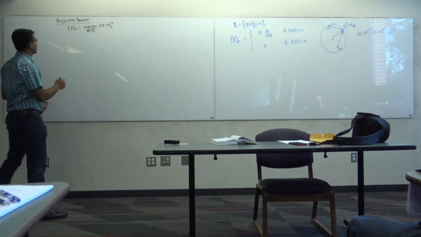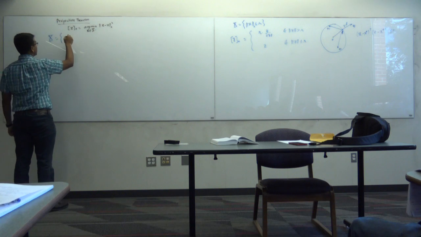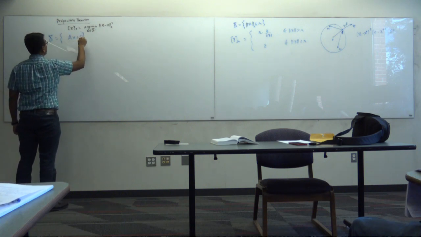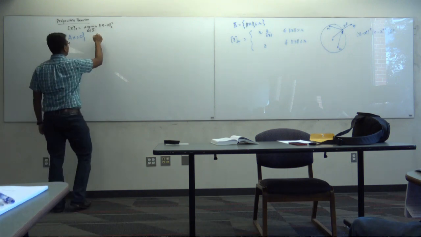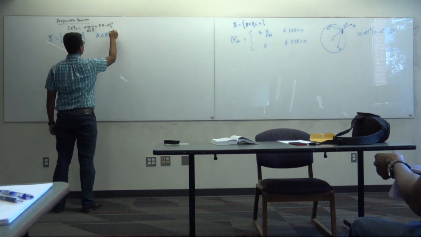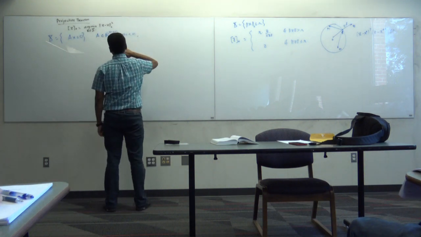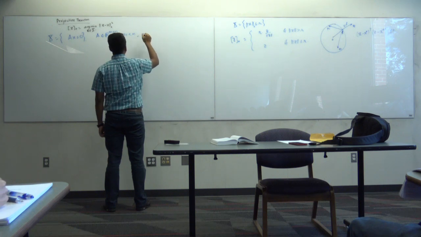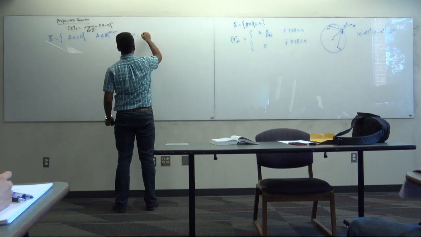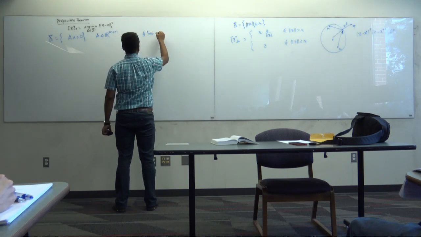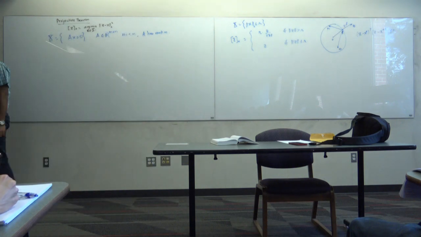Okay, so the next projection I want to do is for the case where X is a subspace, given by the set of all x such that Ax equals 0, where A is in R^(m×n), m is less than n, and A is of rank m. So A is full rank.